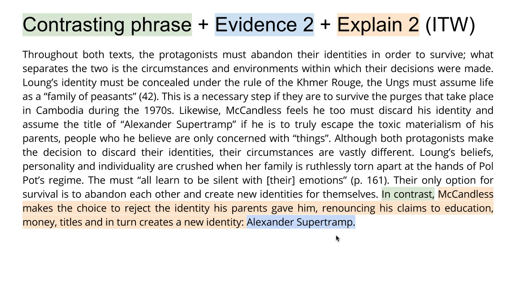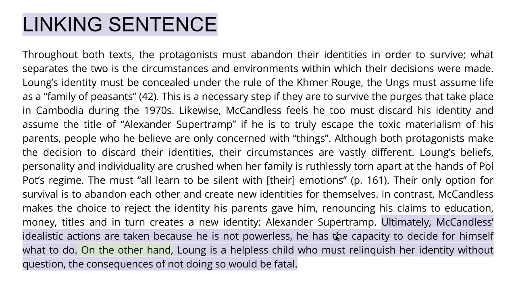Possibly you could add in another quote, something about him burning the money, abandoning the car, something like that if you wanted there. Now I need to close off my paragraph and link it back to my topic sentence. Ultimately, McCandless's idealistic actions are taken because he is not powerless. He has the capacity to decide for himself what to do. On the other hand, so I'm making that contrast, a reminder at the end, Loung is a helpless child who must relinquish, means to give up, her identity without question. The consequences of not doing so would be fatal, and that means death.